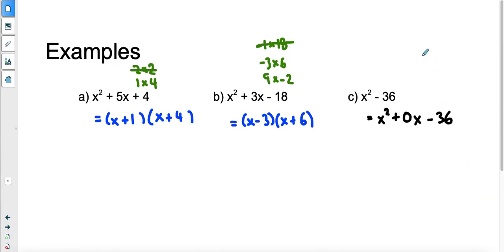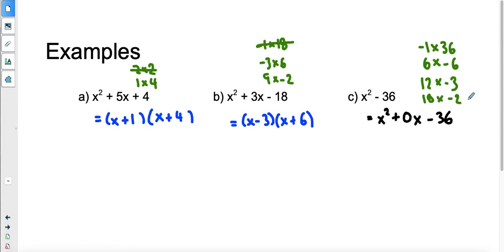First of all, negative 1 times 36 gives me negative 36. Also, 6 times negative 6 also works. And also, 12 times negative 3 works as well. And 18 times negative 2 is another option.